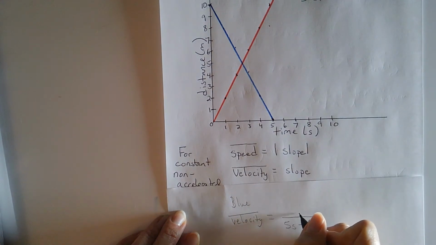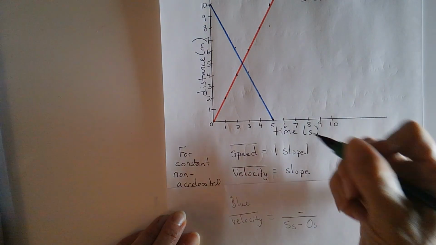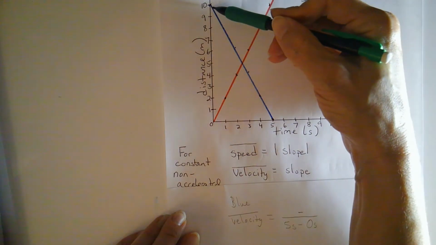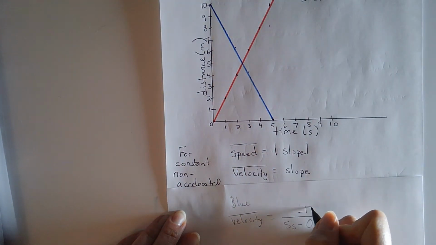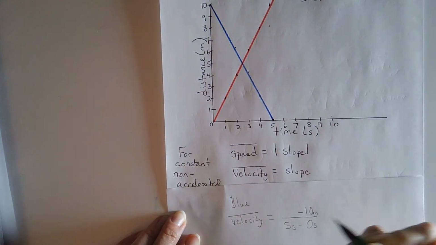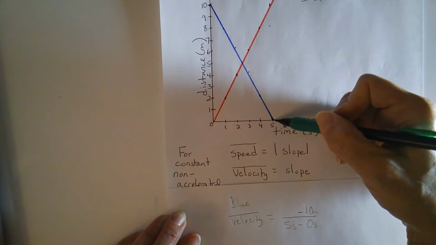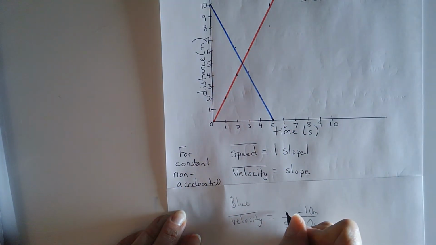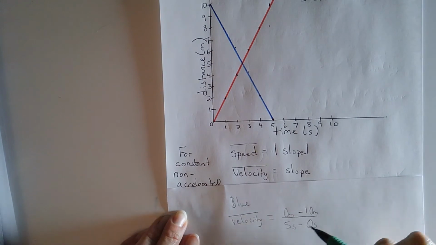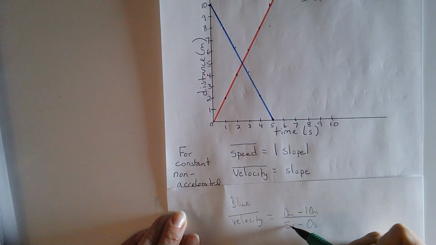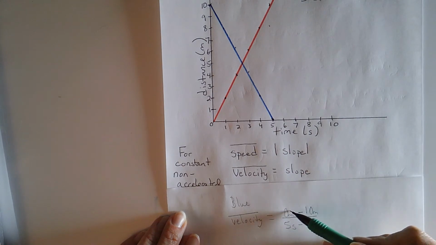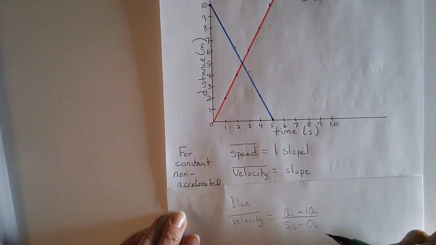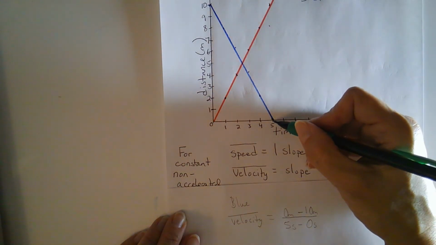And at 0 seconds, it had a position of 10 meters. Remember, we have to make the pairs. And at 5 seconds, it had a position of 0 meters. So distance, time, distance, time. That's our pairs, right? At 0 meters, 5 seconds. At 10 meters, 0 seconds. So just pulling those points right off the graph.